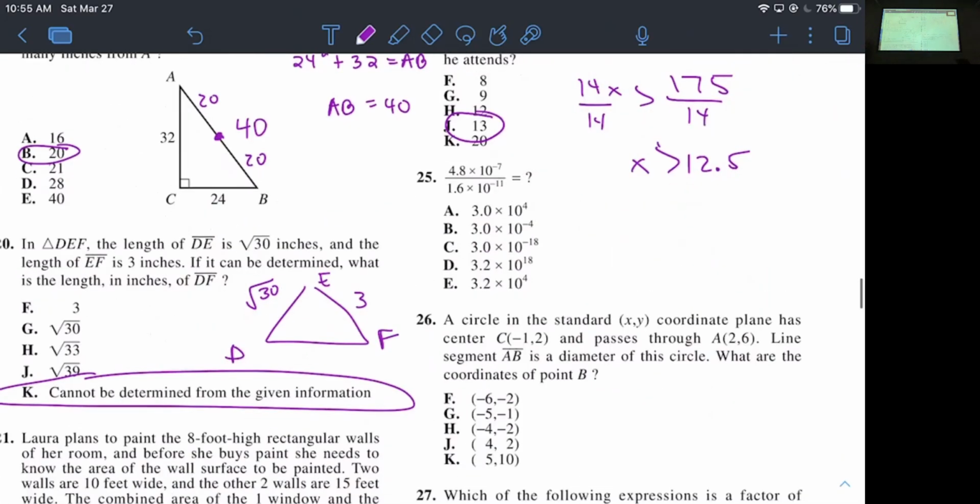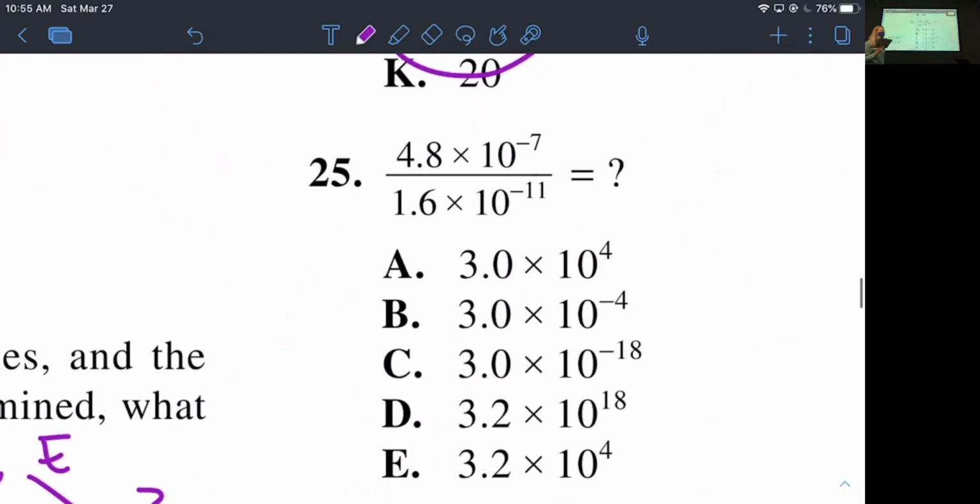25 is a scientific notation problem, but basically it's just a do you know your exponent operation. You get to do this in pieces. What's 4.8 divided by 1.6? 3. So I know it's not going to fire this guy.